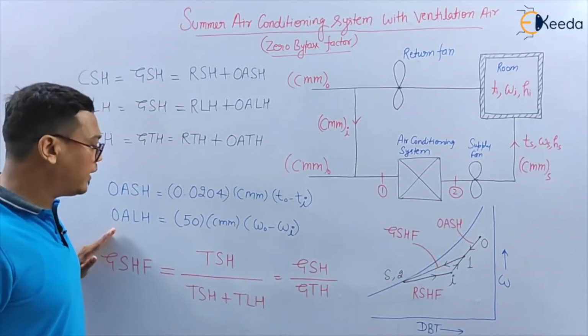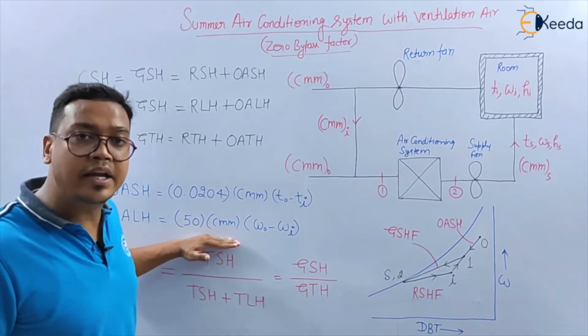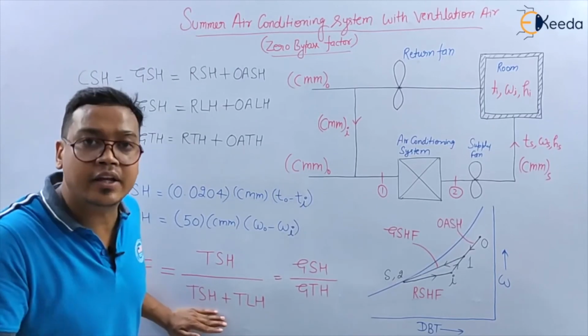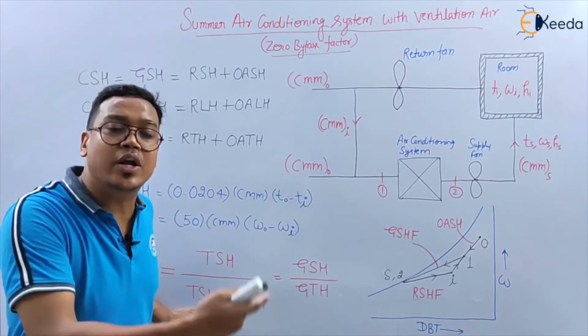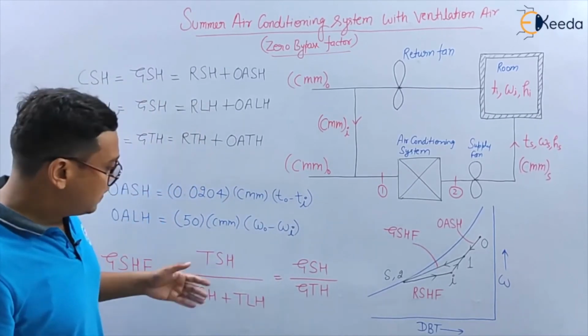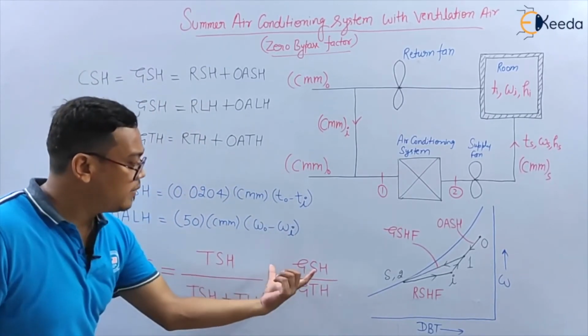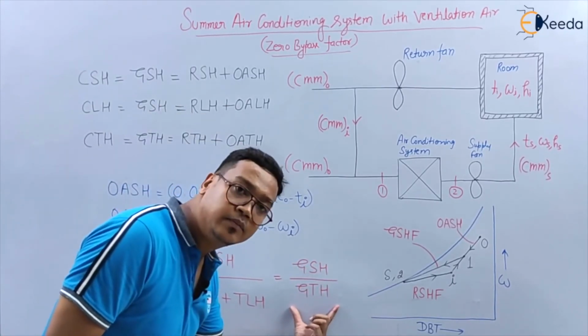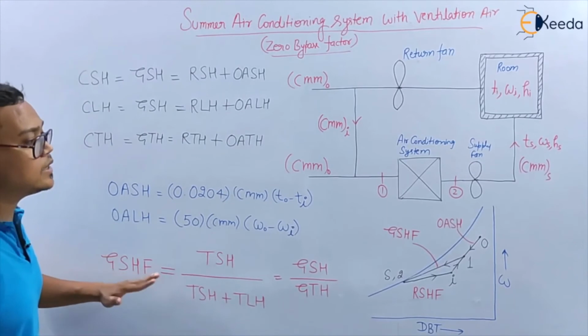Grand sensible heat factor will be the ratio of total sensible heat divided by total heat. That is the grand total heat. And the grand total heat is equal to total sensible heat plus total latent heat. So the grand sensible heat divided by the grand total heat is the grand sensible heat factor.